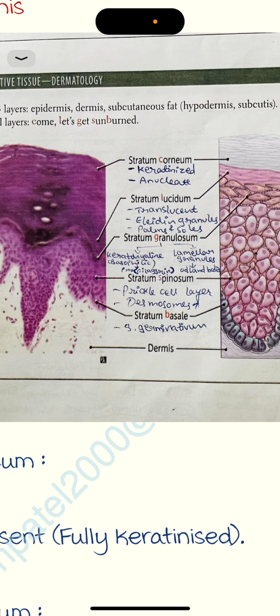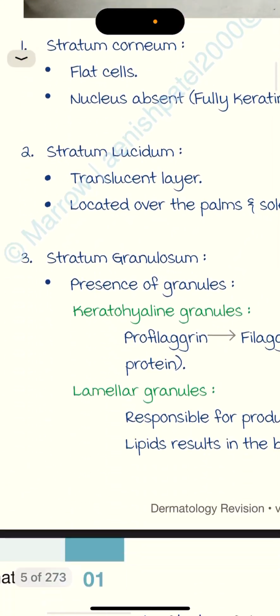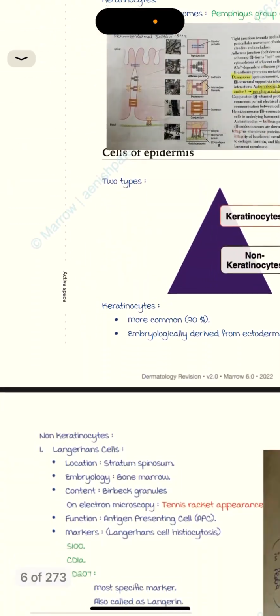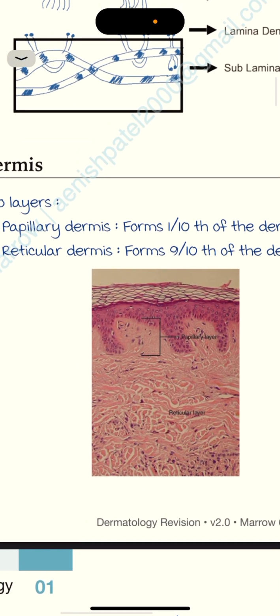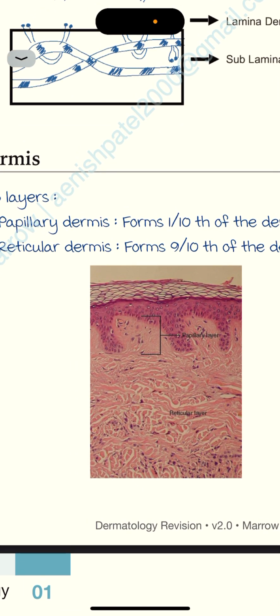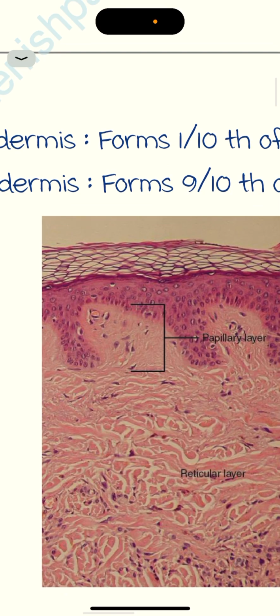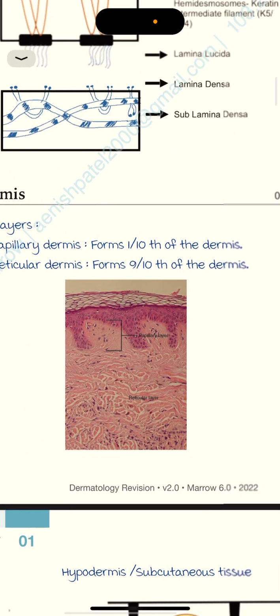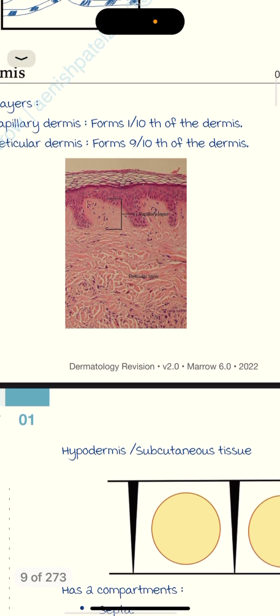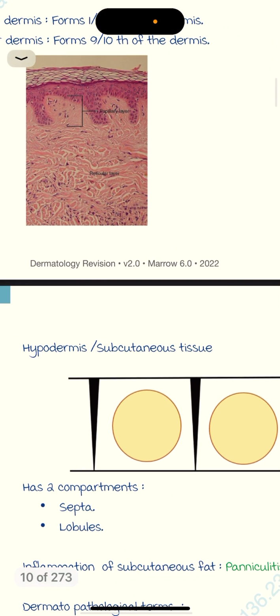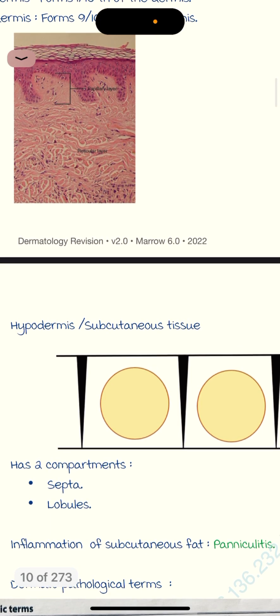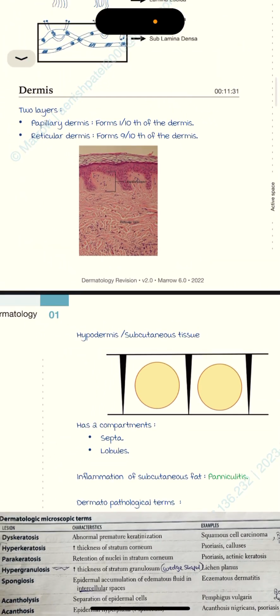Then let's move on to layers of dermis. There are two layers of dermis. One is papillary, which is 1/10, and another is reticular, which is 9/10 of the dermis. And then there is hypodermis or subcutaneous tissue, which has two compartments, septa and lobules, and inflammation of this subcutaneous fat is known as panniculitis.